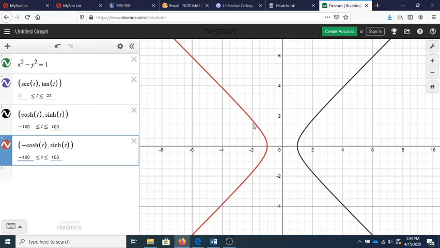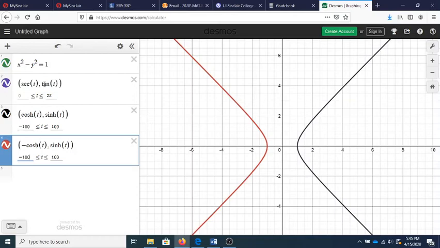So I could use two parameterizations to get the two branches of the curve. But I really can't use a single parameterization involving hyperbolic cosine and hyperbolic sine to get my hyperbola. So in some ways, not quite as good as using secant and tangent. But it does work. And a lot of times, applications with hyperbolas are only interested in one branch or the other anyway. So sometimes it's just as good to do it this way.